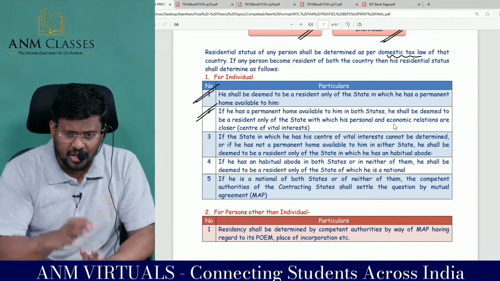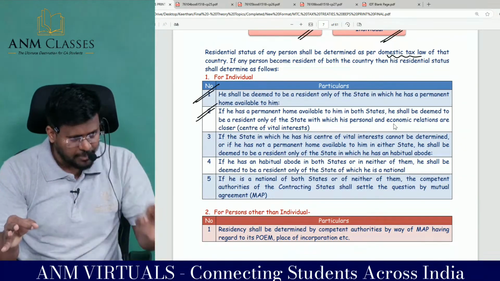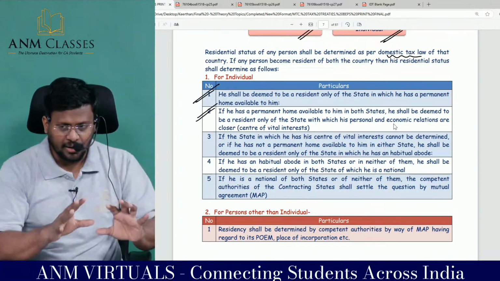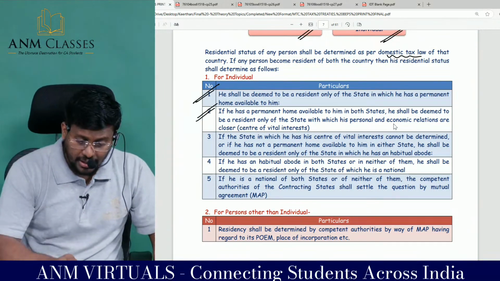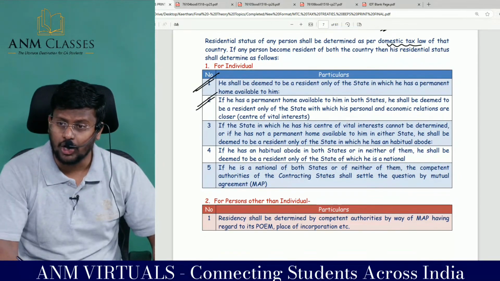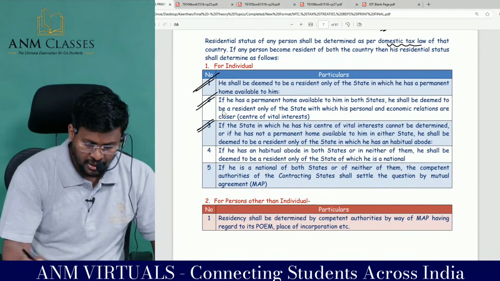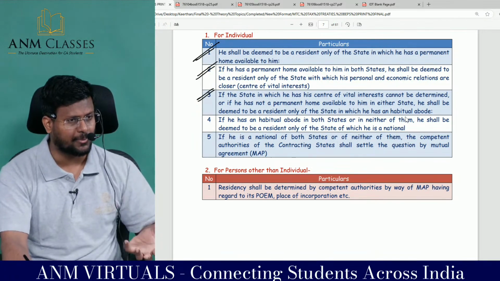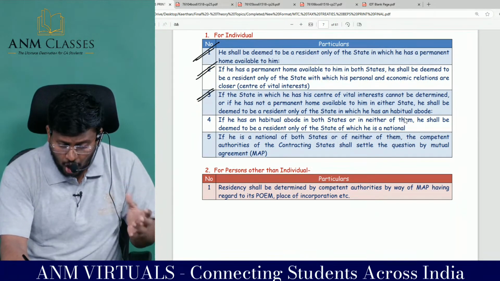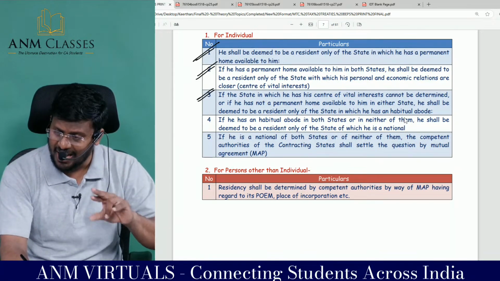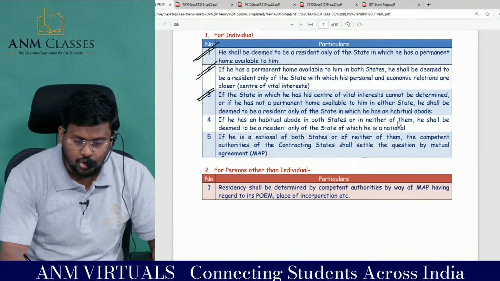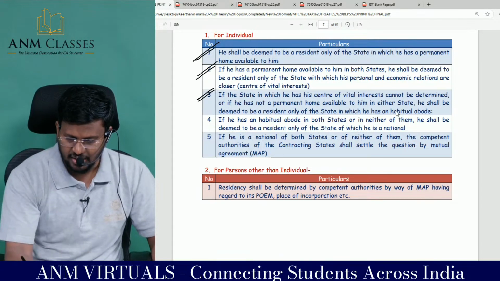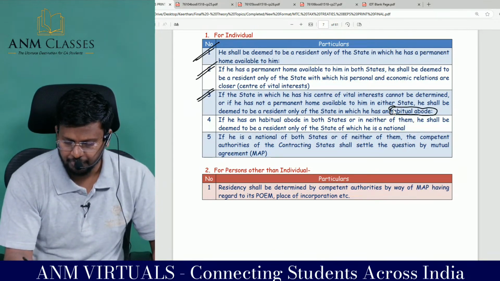Sir, I have 3 businesses in country A and 3 businesses in country B. Then it is equally divided. So center of vital interest will also not be applicable. I am coming to the third one. If the state in which he has his center of vital interest cannot be determined, or if he does not have a permanent home available to him in either state, he shall be deemed to be a resident only of the state in which he has what?